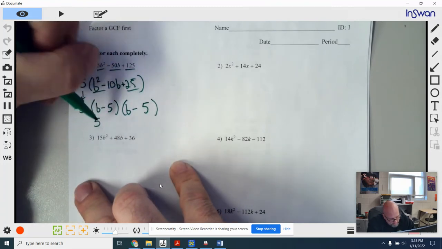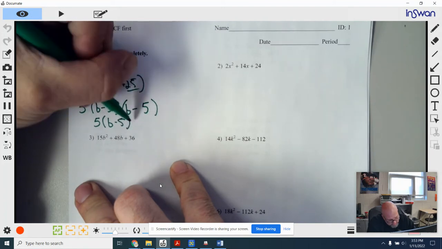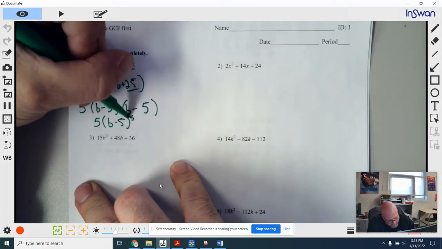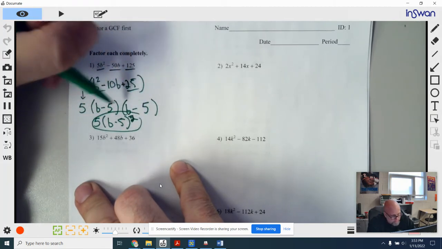However, you will probably see it written something like this. Well, they will say 5 times the quantity b minus 5 squared. And that squared represents that you've got 2 of these parentheses there.